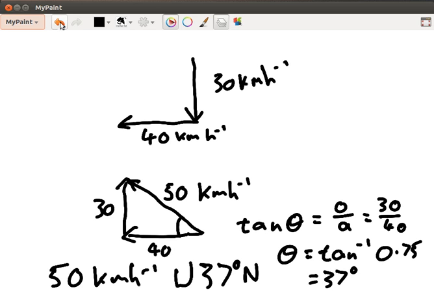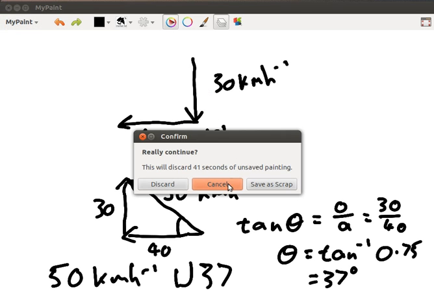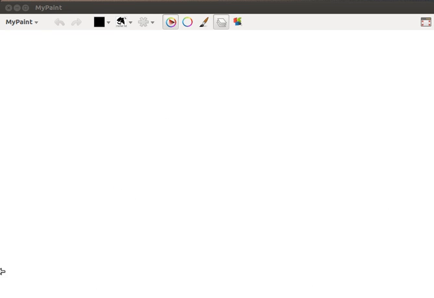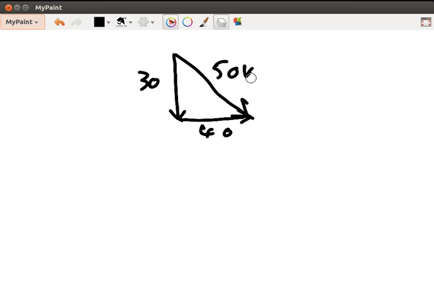Now let's have a look at, let's do the opposite. Let's look at how car A appears to car B. So let's look at A relative to B. So A relative to B would be A minus B. Okay, A being 30 kilometers per hour, B being 40, and so we're going to get the same sort of triangle but a different direction. So this is going to be 50 kilometers per hour.